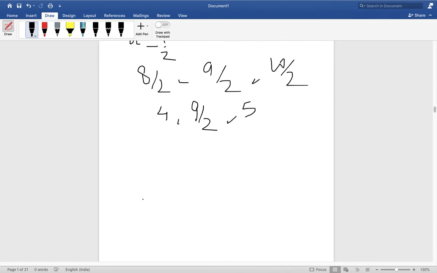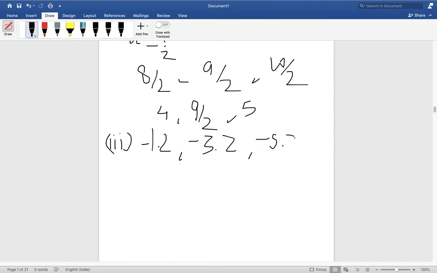Now have a look at the third, whether this is an AP or not: minus 1.2, minus 3.2, minus 5.2, minus 7.2. Of course, this is an AP. It's easily visible. Common difference over here is minus 2, minus 2, minus 2.